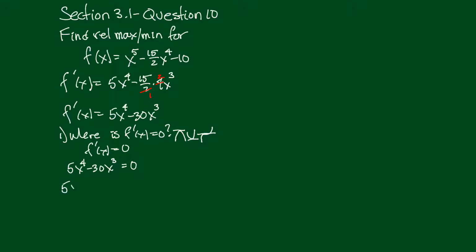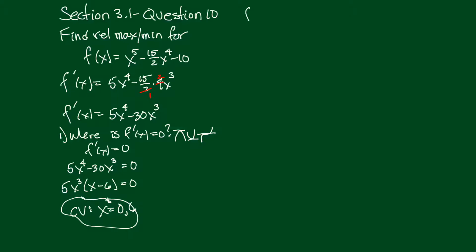We can factor out a 5x cubed, and that will leave us with what? An x minus 6 equals 0. So we're going to get two critical values here. We're going to get one at 0, right? That comes from that one. And then we'll get one at 6. So here's our two critical values. So we'll use the first derivative test to determine, what do these give us? Maxes or mins or terrace points.